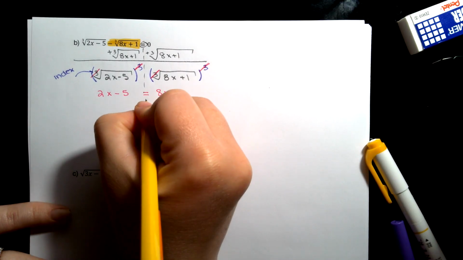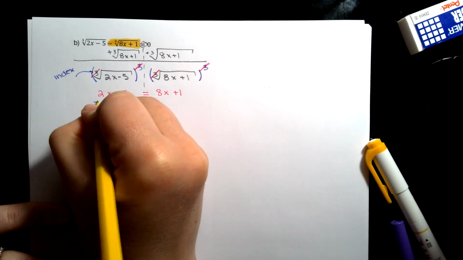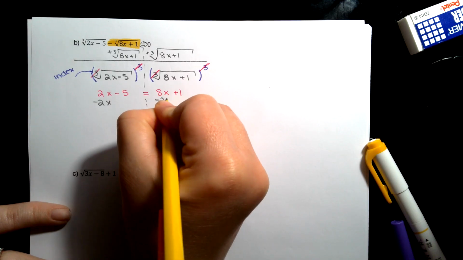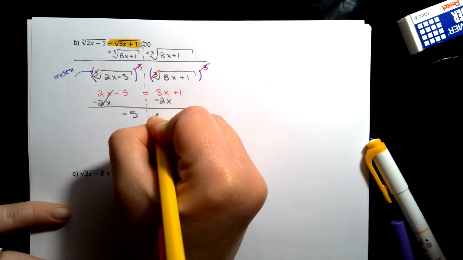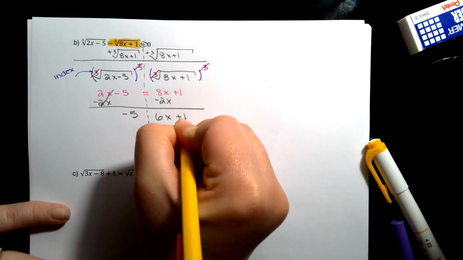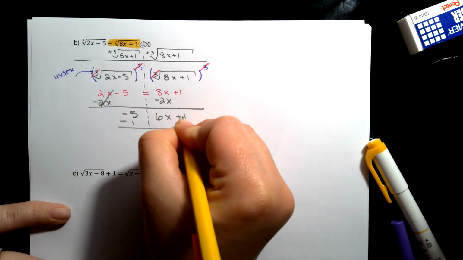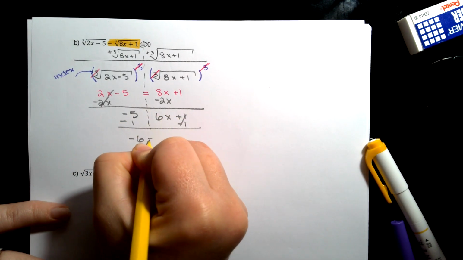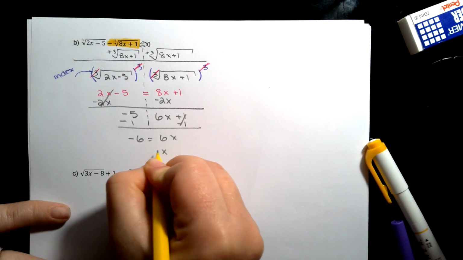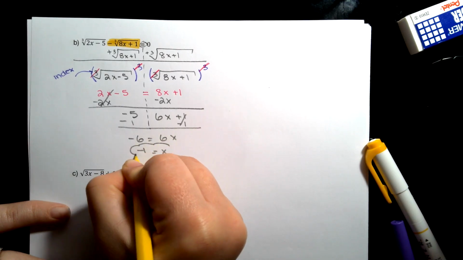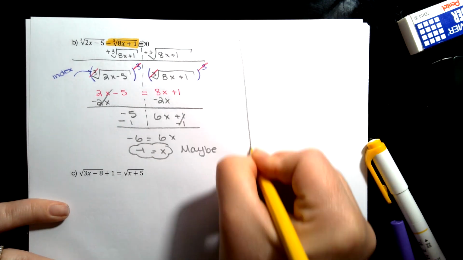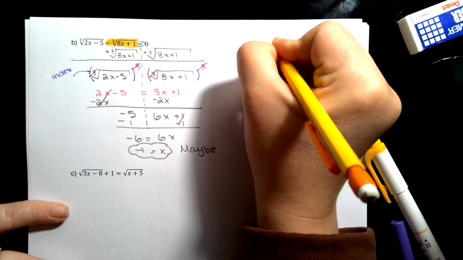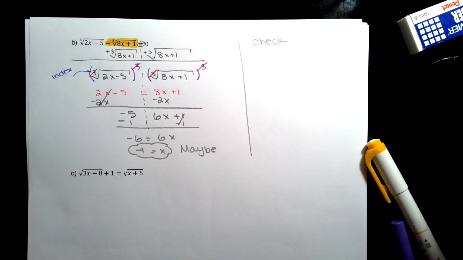Back to a linear equation, dotted line. I'm going to subtract 2x, bring down the negative 5, and subtract 1, which gives us x is equal to negative 1. Thinking bubble because this is a maybe. We do need to check our answer to see if that actually is correct.